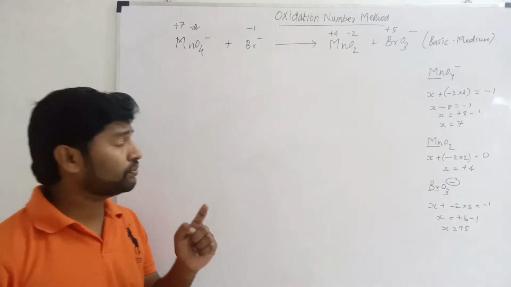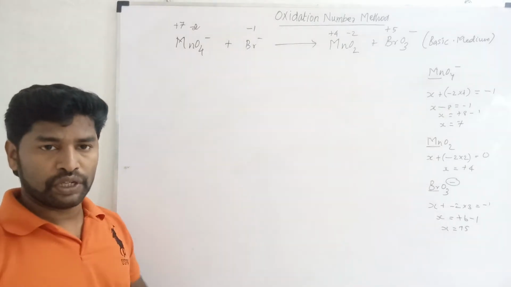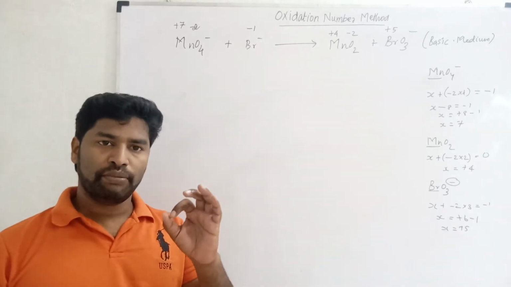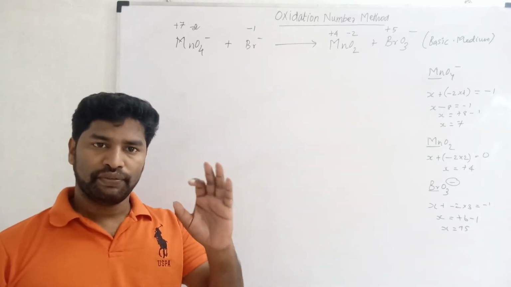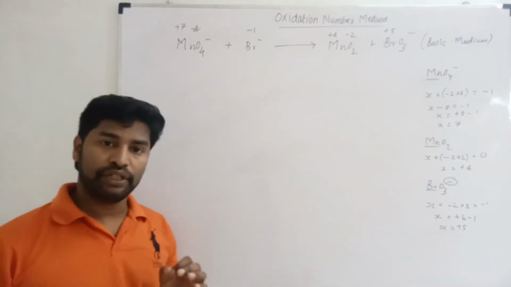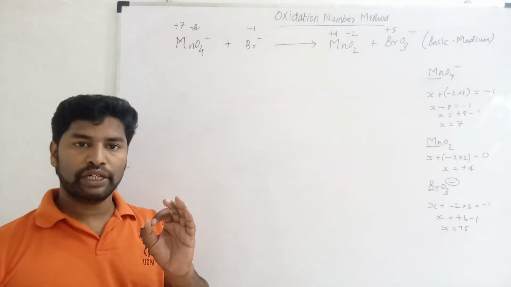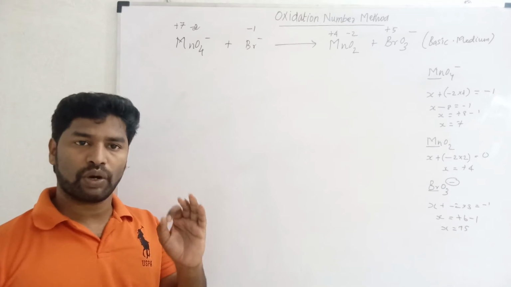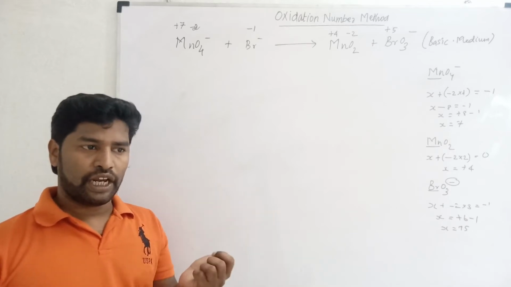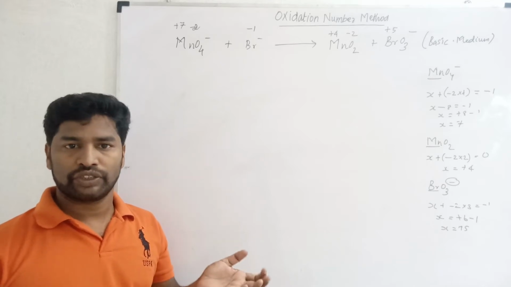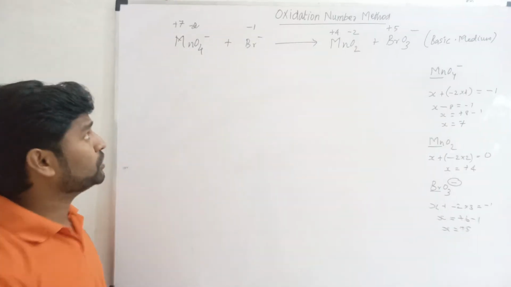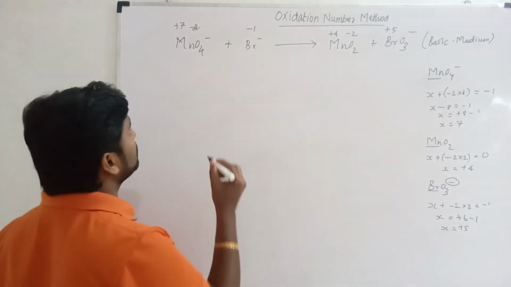Now we are going to step 2. In step 2, we have to identify which element is undergoing oxidation and which element is undergoing reduction. Oxidation means when an element loses electrons. Reduction means when an element gains electrons. So let's see which one is reduced and which one is oxidized.